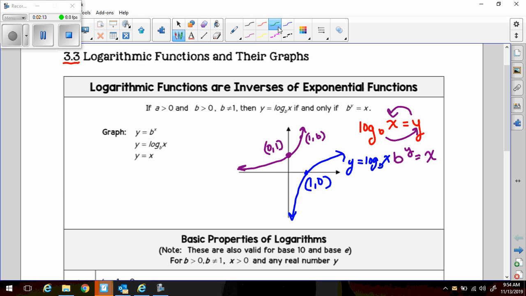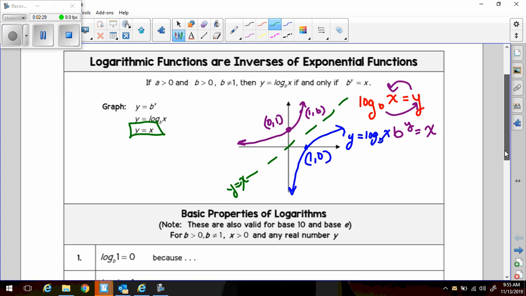So remember, inverses are symmetric across the line y equals x. And that's this line right here, y equals x. It's symmetric, so we're flipping it across the line y equals x.